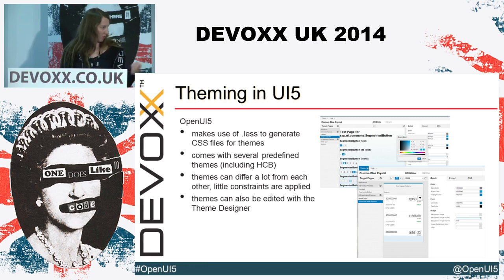And as Andreas has already mentioned, we come with some predefined themes. So the theme that you've previously seen for our World Cup app is called SAP Blue Crystal. There's also the one that we've seen in the Hello World example, which is called Gold Reflection. And High Contrast Black is actually also acting as a theme. Basically, you can do anything with our theming. Themes can differ a lot from each other, and there's very little constraints applied. And you can, of course, go ahead and write your own themes from scratch.